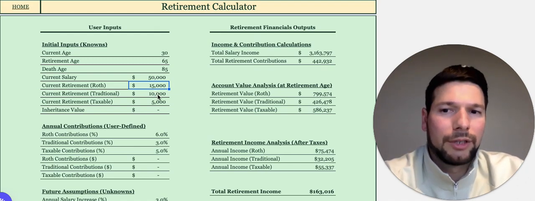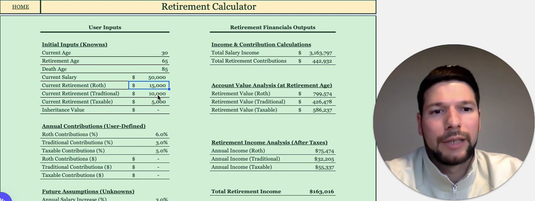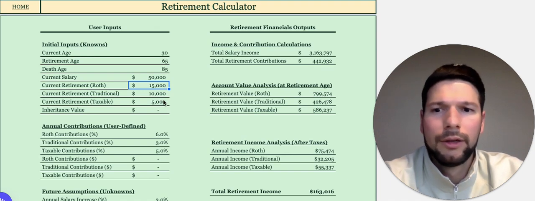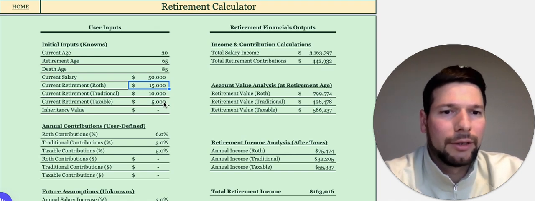Do you have any traditional contributions? These go in pre-tax, so you get a tax break when they go in, but then when they come out, they're taxed as ordinary income. Do you have any taxable retirement investments?